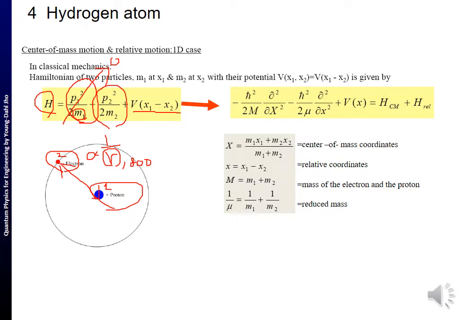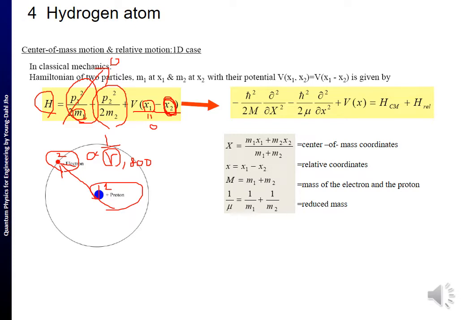So for example, x1 is set to be 0 because the proton doesn't move. Relatively, it is mostly stationary, and the electron moves quickly. So it is actually a function of the electronic position only. And then we can go through some mathematical process to make it more systematic, as shown here.